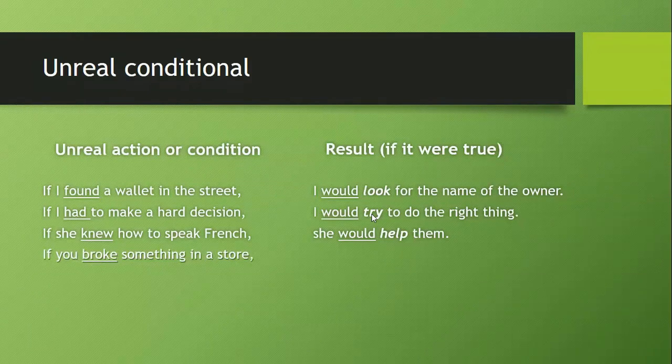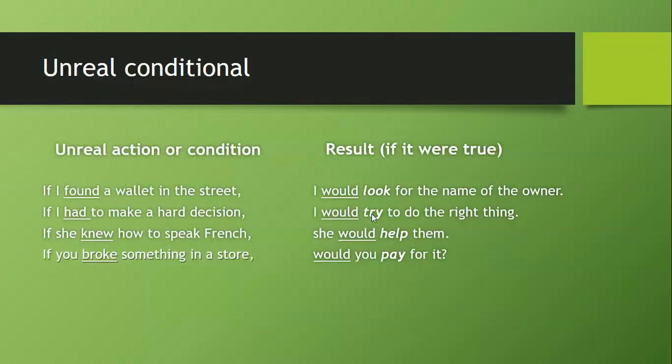If you broke something in a store, imagine that you're in a store and accidentally you broke a mirror. But this is not a normal mirror. This is a very good mirror. This is a mirror from the 90s and then you broke it. Then if you broke something in the store, would you pay for that? This is a hard decision because you broke it. Was it accidental? Yeah, but you broke it. Then would you pay for this?